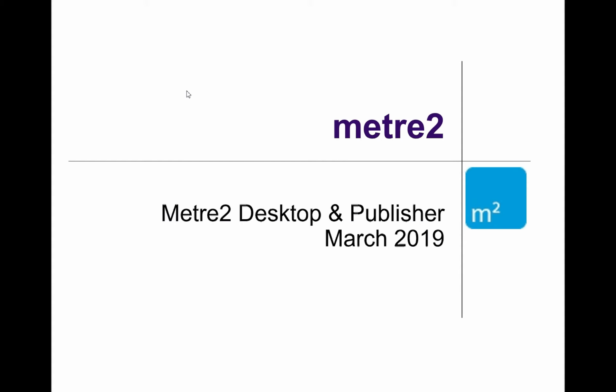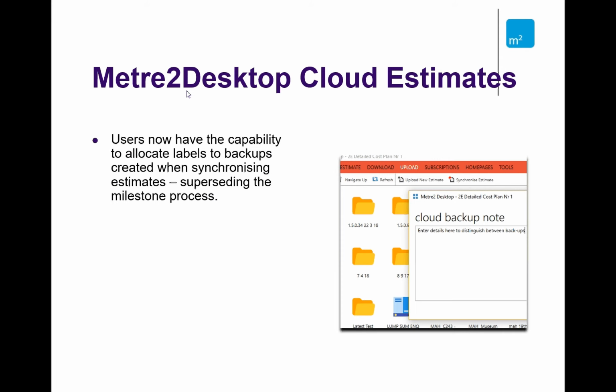The Metre2 release March 2019 has a number of exciting new attributes and additions to the products, not least of which is the ability to label the backups from cloud synchronizations. We've always been able to put jobs up, and on request or by expert users to bring those down as new projects. What we're looking at now is putting labels against each of the synchronizes so that we can use them again.